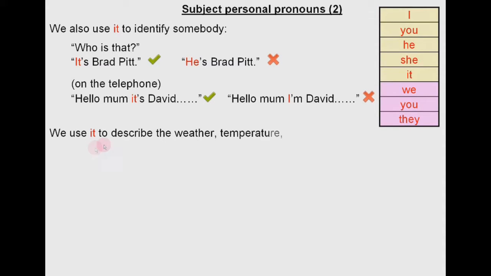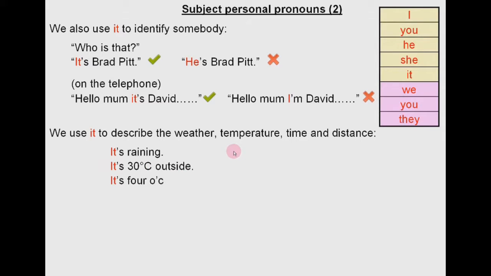And we also use it to describe the weather, temperature, time, and distance. It's raining. It's 30 degrees Celsius outside. It's 4 o'clock. It's 50 miles to London. So this is the distance. So for all these situations, we use it.